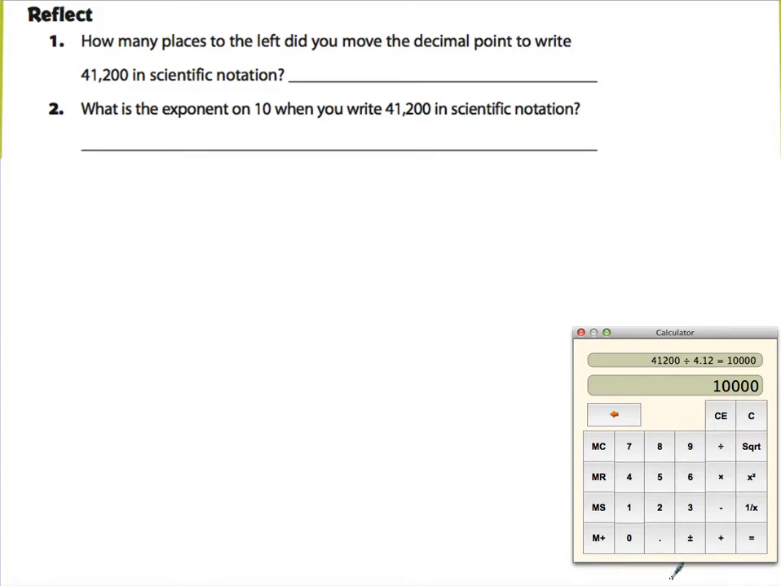So how many places to the left do we move the decimal point to write 41,200 in scientific notation? If you take a look at what we did, I'm actually going to change my pen to red. The decimal point always starts at the end, and I moved it 1, 2, 3. Don't double count the comma. I moved it 4 places.